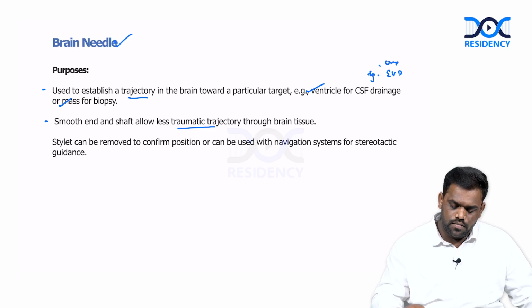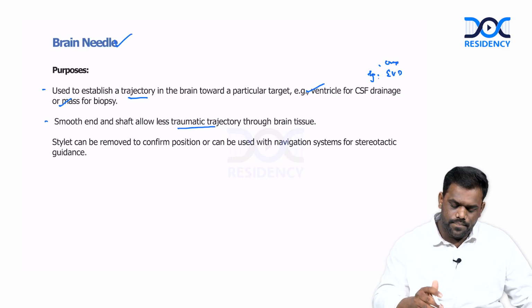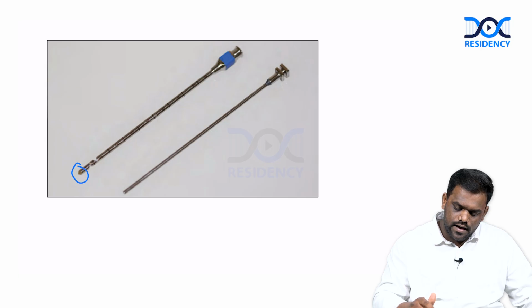That is the main issue. It has a very smooth end, so that makes the trajectory pathway very smooth and with less trauma. It also has a stylet. You see, this is the stylet.